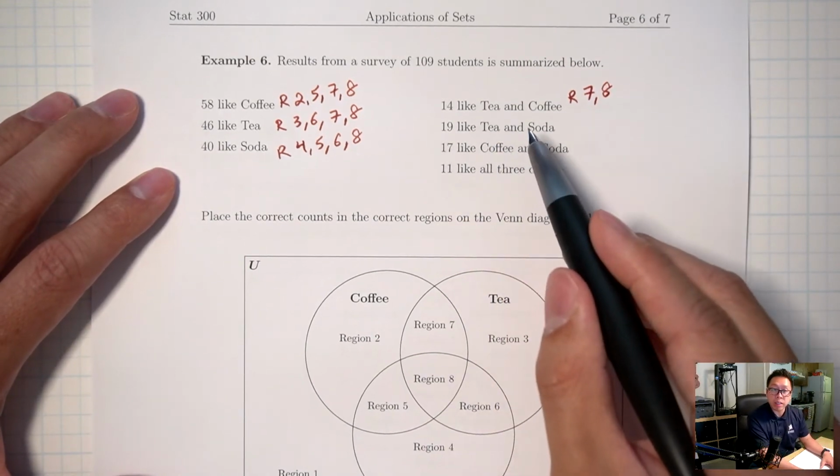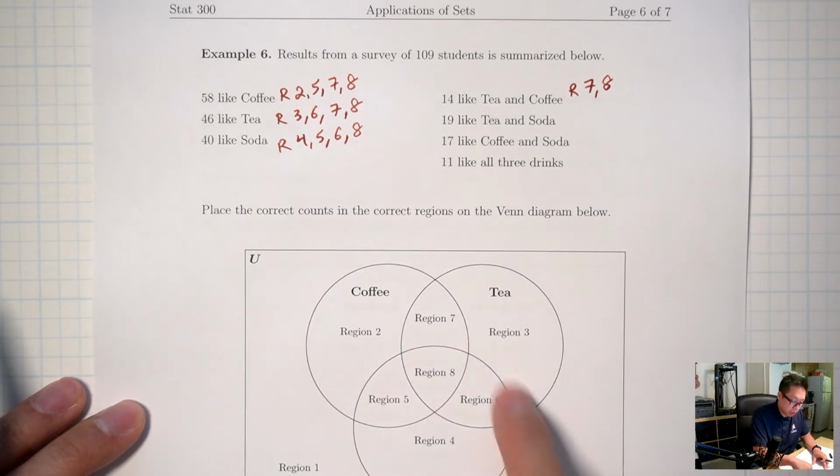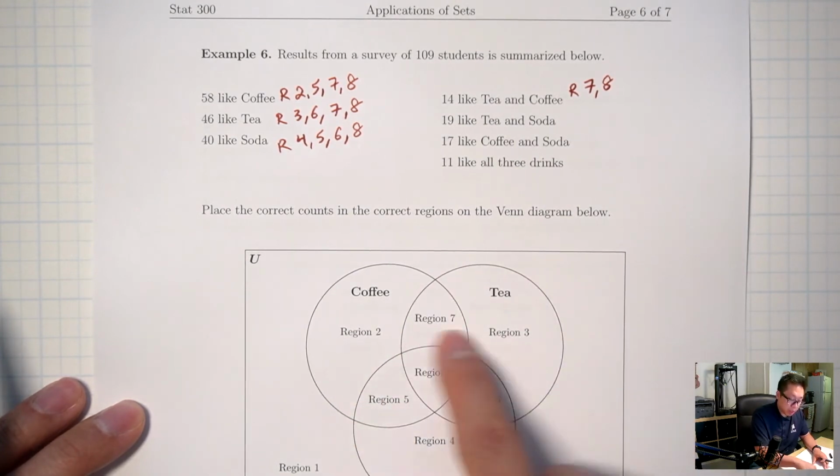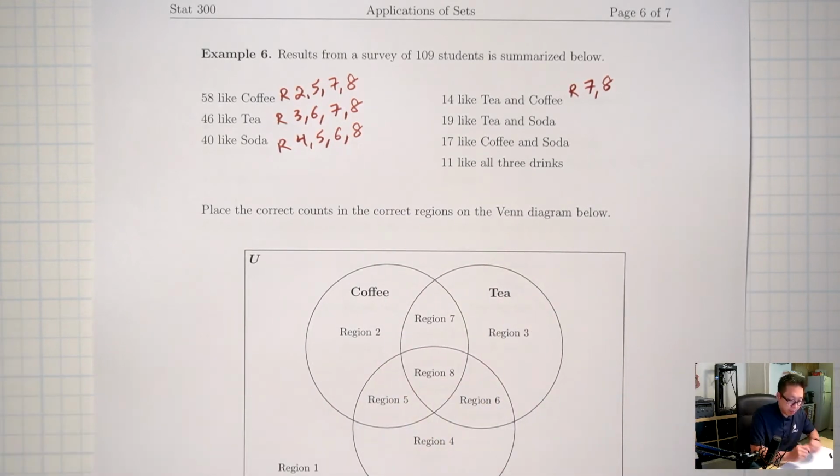19 like tea and soda. So like tea, you're inside tea. Like soda, you're inside soda. Which regions are inside tea and inside soda at the same time? That would be regions 6 and 8.